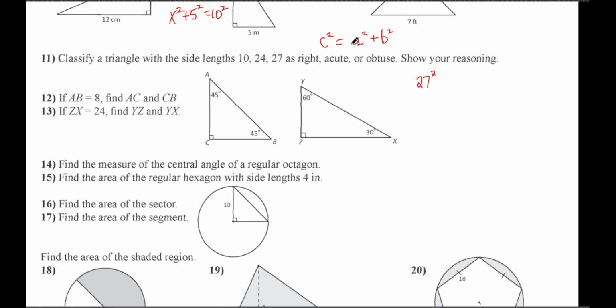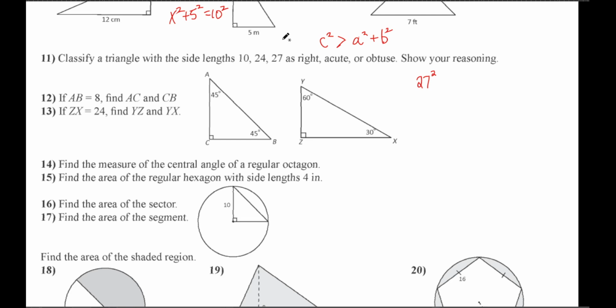So if it's equal, then it's a what kind of triangle? It's a right triangle. If c squared is less than a squared plus b squared, what kind of triangle? It's acute, because less than and acute go together, don't they? Because acute is less than what? 90 degrees. And if it's greater than, then what kind of triangle is it? It's obtuse. Again, greater than and obtuse go together because greater than 90 is obtuse, correct?